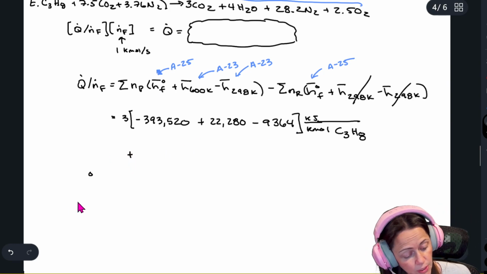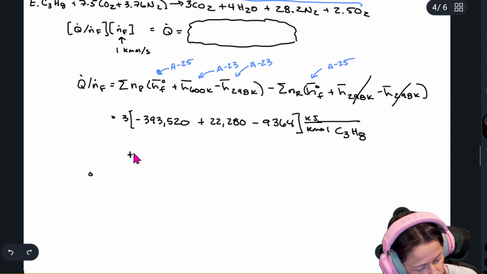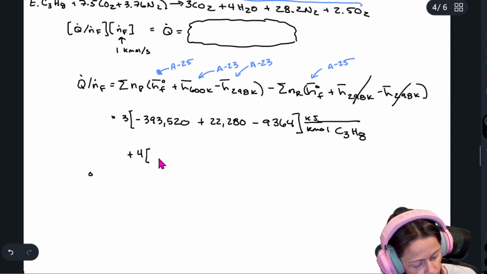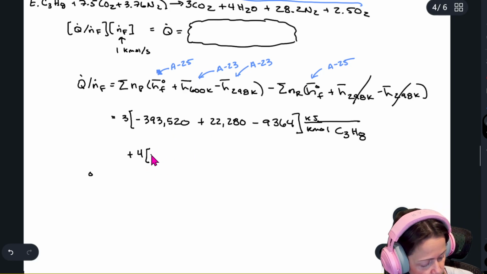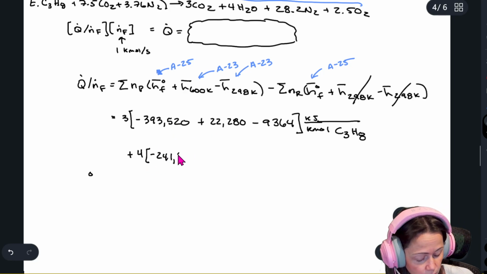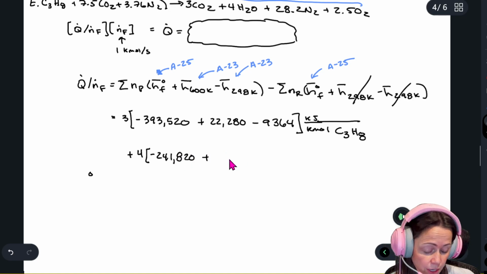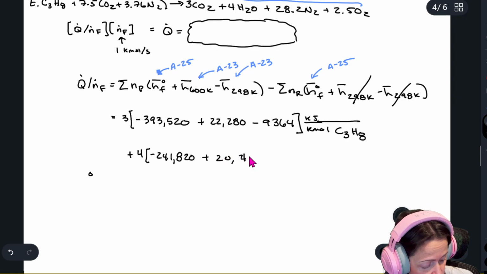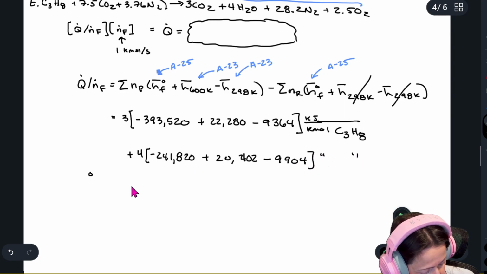All right, so that's CO2, and then we've got water. That's the next product. So I got a 4. For water vapor, our enthalpy of formation is negative 241,820 plus the enthalpy at 600 Kelvin, 20,402, minus at standard reference state 9904. Same units, plus.